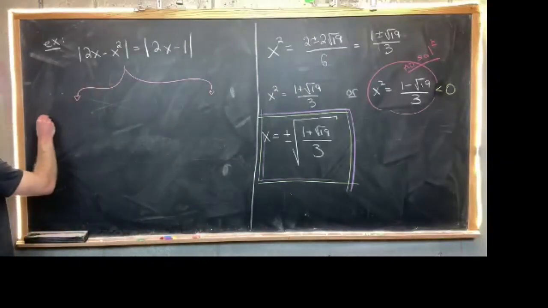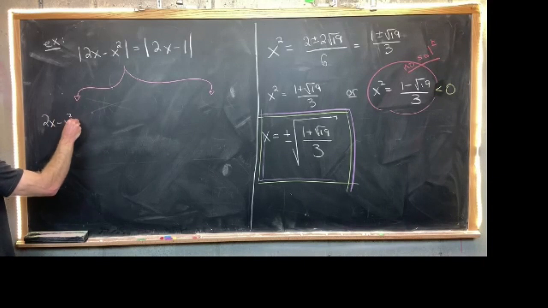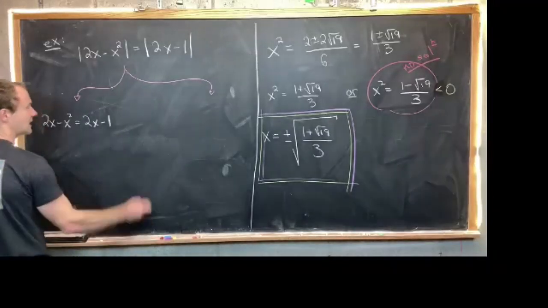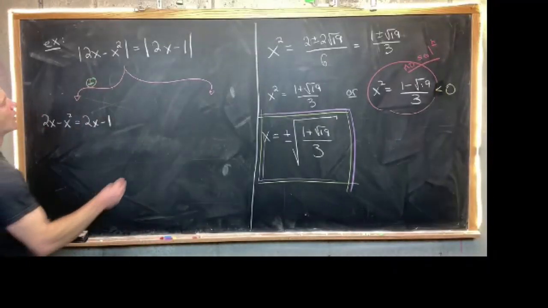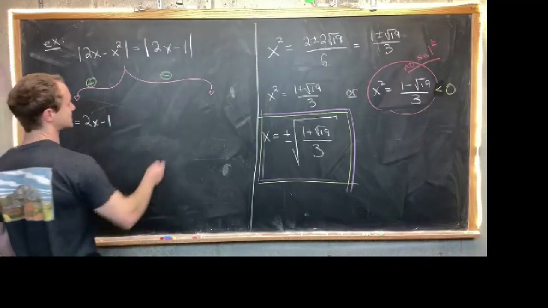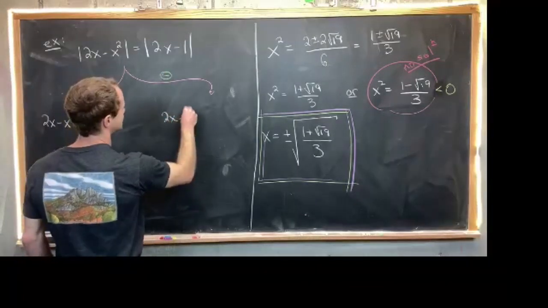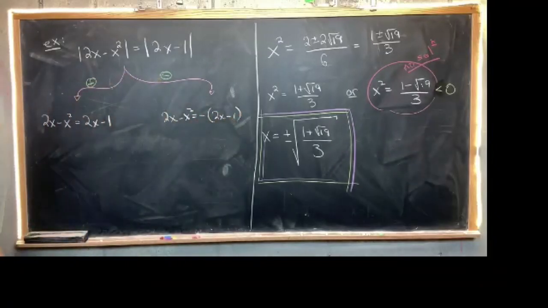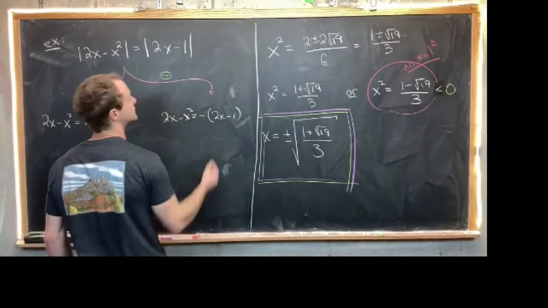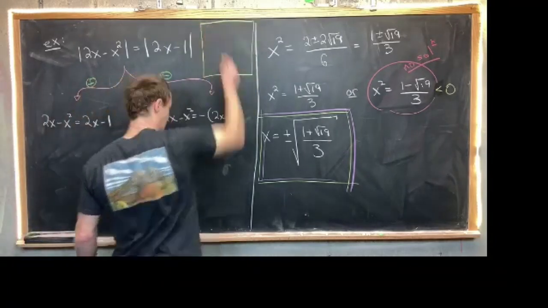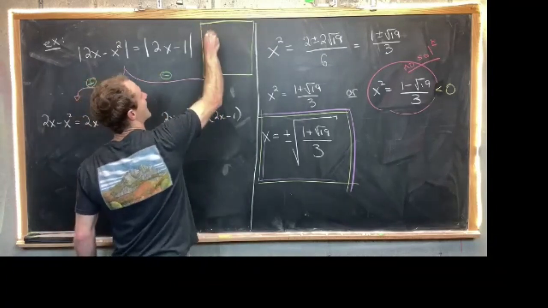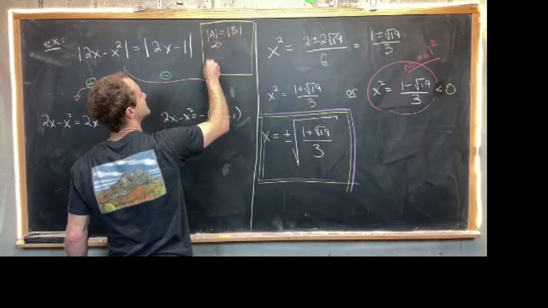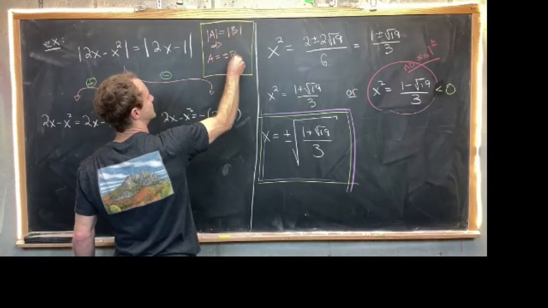So the first equation will be 2x minus x squared equals 2x minus 1. So that would be like taking the plus, or taking the minus, we'll get 2x minus x squared equals negative 2x minus 1. So again, let's maybe recall the strict rule here. We have the following rule. The absolute value of A equals the absolute value of B. So that means that A equals plus or minus B.